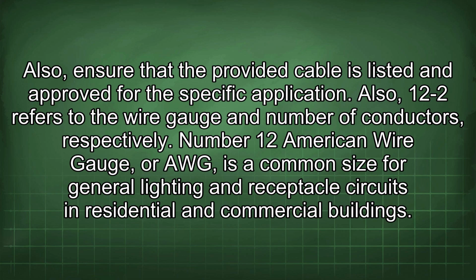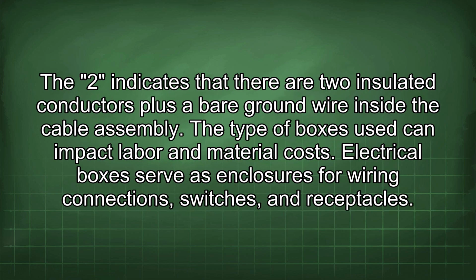Also, 12/2 refers to the wire gauge and number of conductors, respectively. Number 12 American wire gauge, or AWG, is a common size for general lighting and receptacle circuits in residential and commercial buildings. The 2 indicates that there are 2 insulated conductors plus a bare ground wire inside the cable assembly.